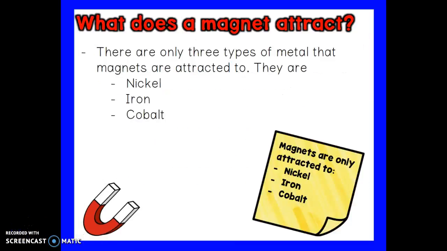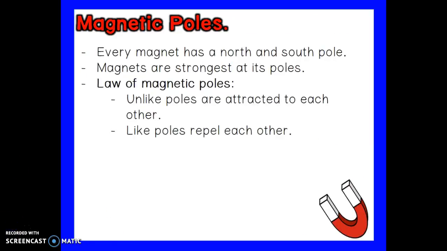A magnet only attracts three types of metal. The three metals are iron, cobalt, and nickel. If an object is made of a different type of metal, it cannot attract a magnet. Every magnet has a north and south pole. A magnet's force is strongest at the poles.